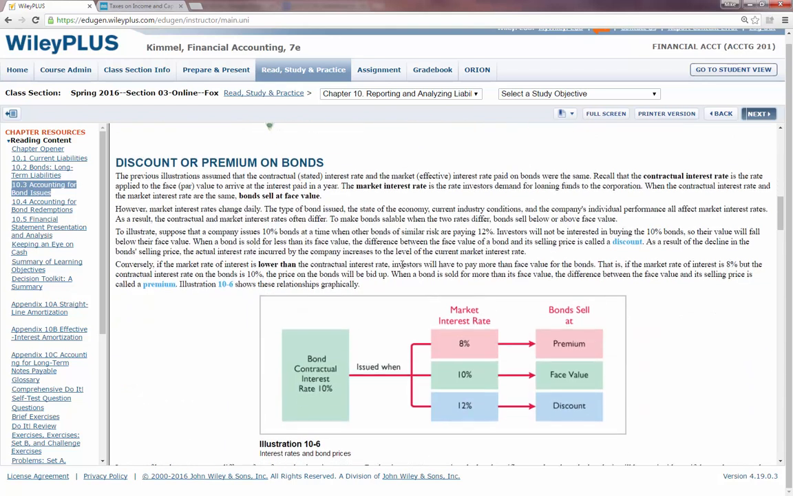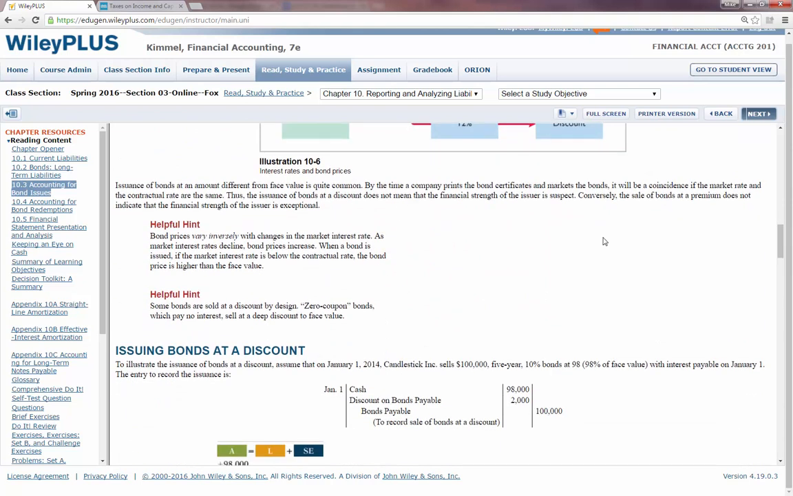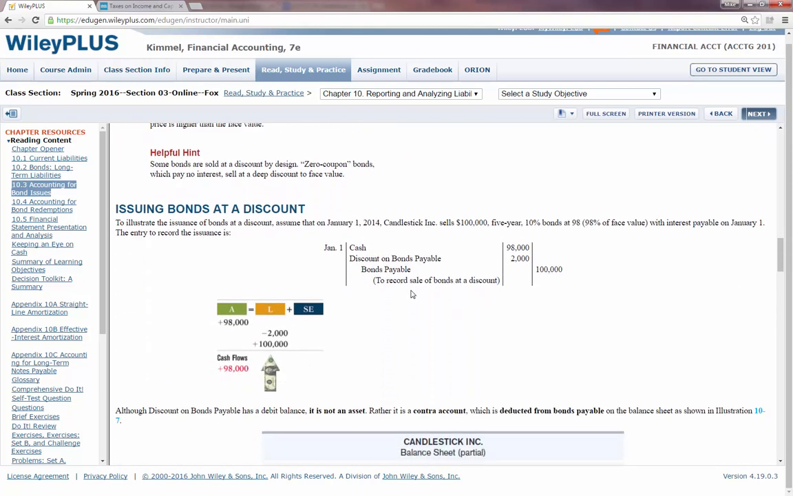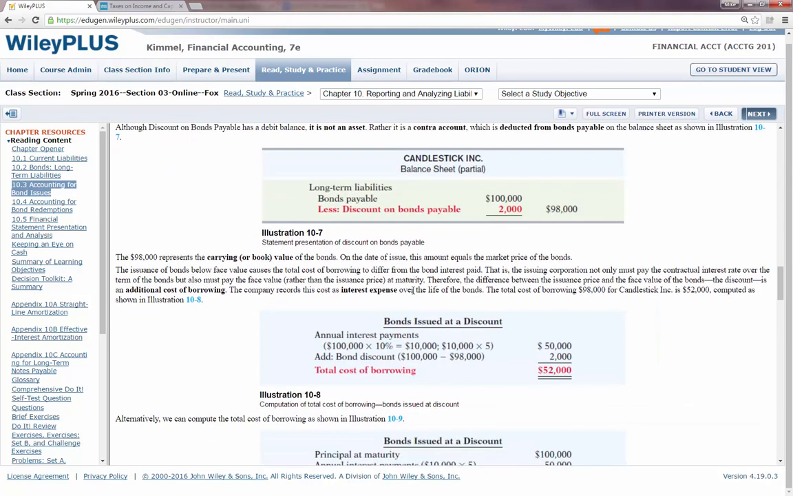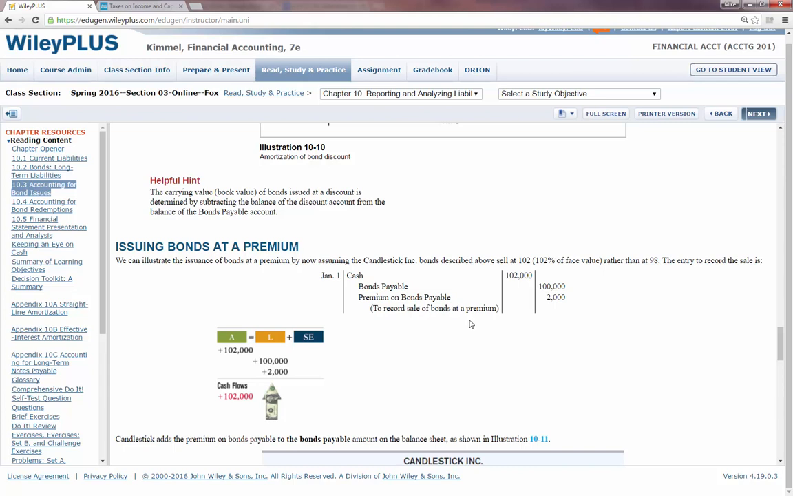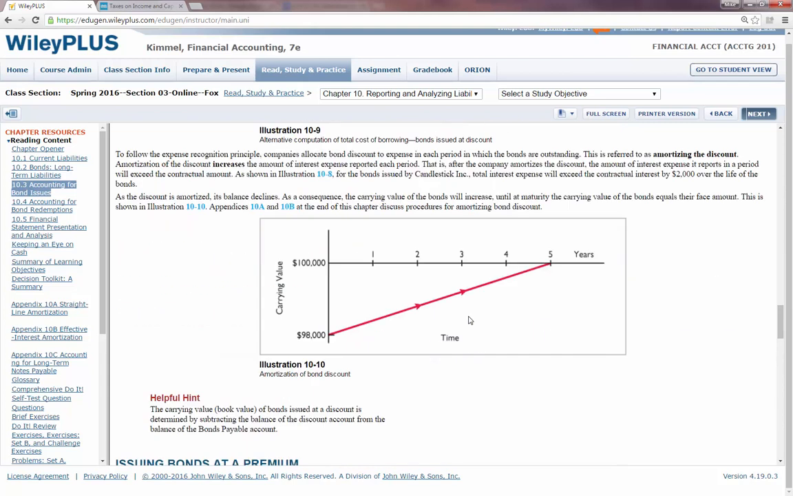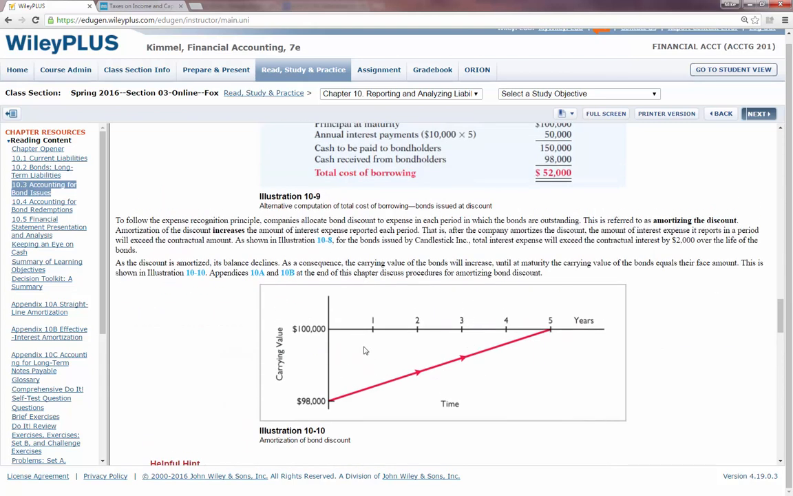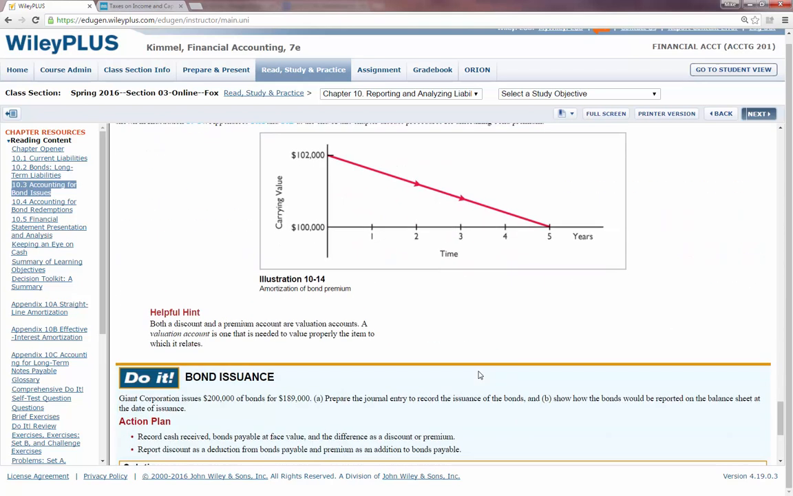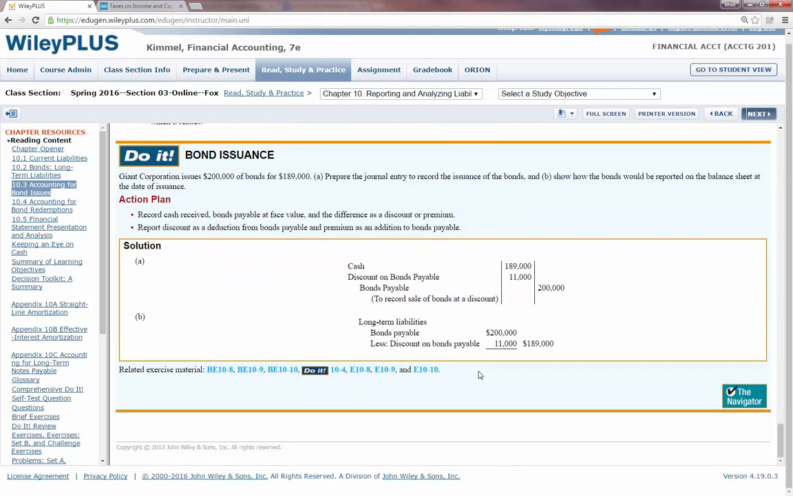The discounts and the premiums, this is what I mentioned already, was the big concept for this chapter. And then how to do the journal entry if a bond is issued at a discount, and how to do the journal entry if a bond is issued at a premium. And recognizing that that discount or premium is going to be amortized over the life of the bond. Those are things you're going to see on a test about bonds.